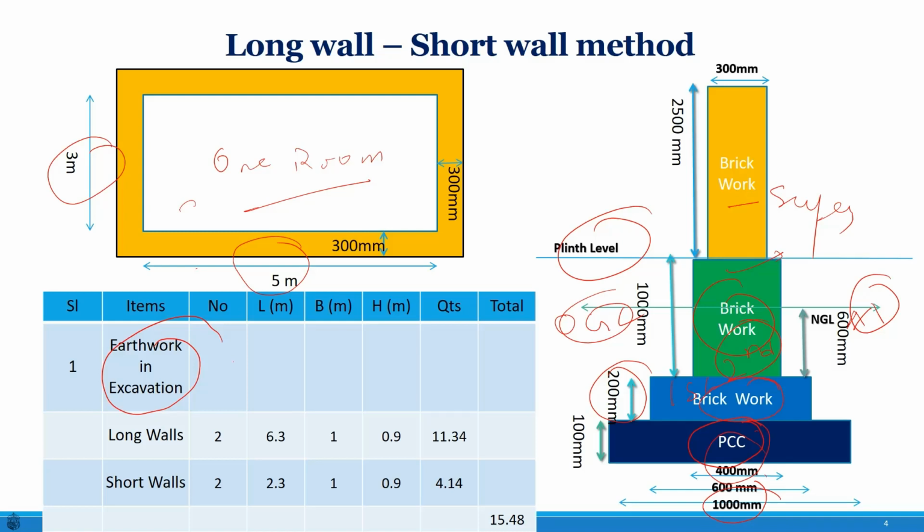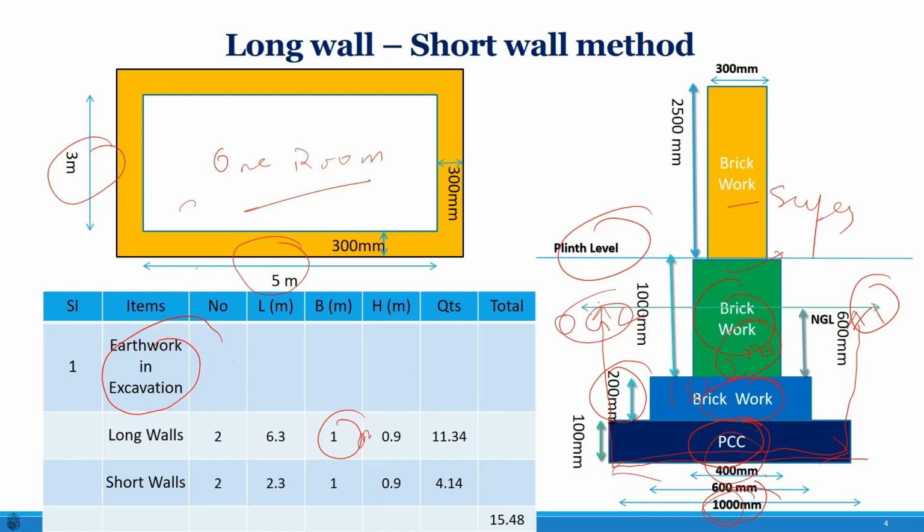So what is that excavation work? You need to excavate like this, the entire thing, then only you will be able to construct your PCC or whatever the shade. So the width of the excavation will be the width of the PCC, that is 1000 mm, that is 1 meter. So 1 meter is the width of your excavation.